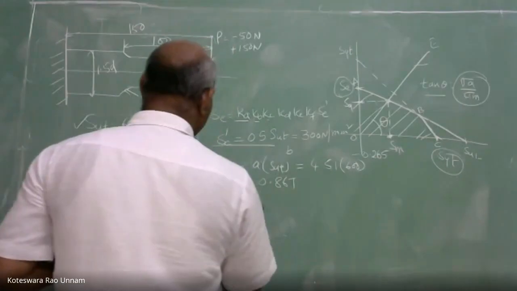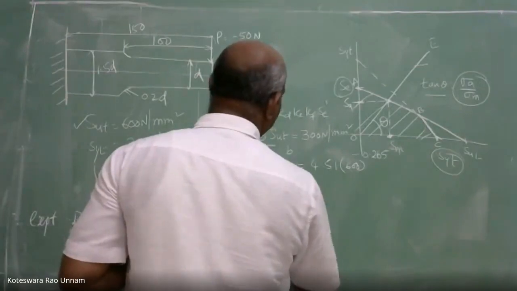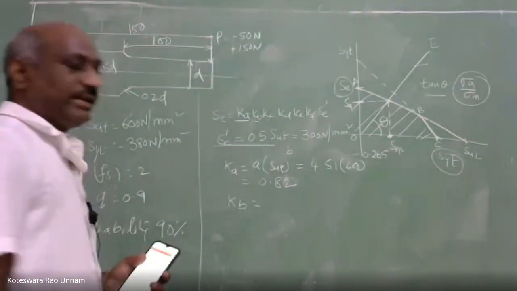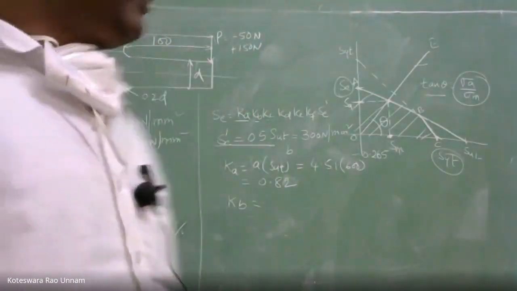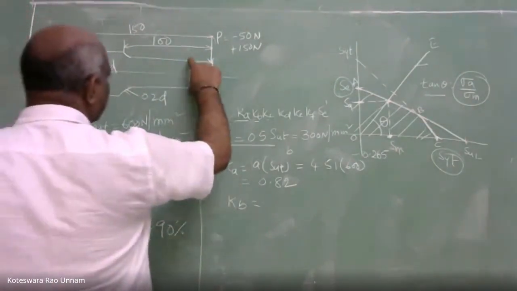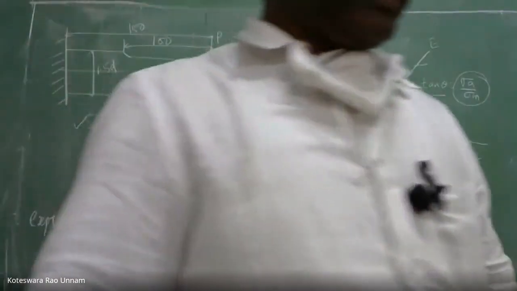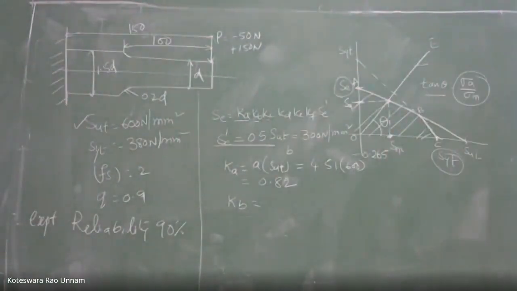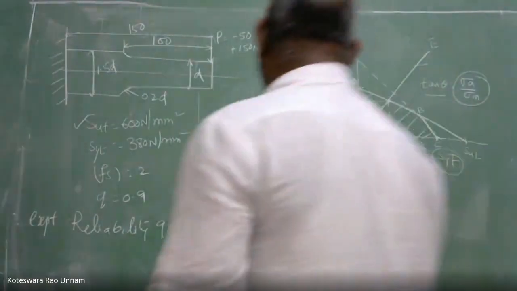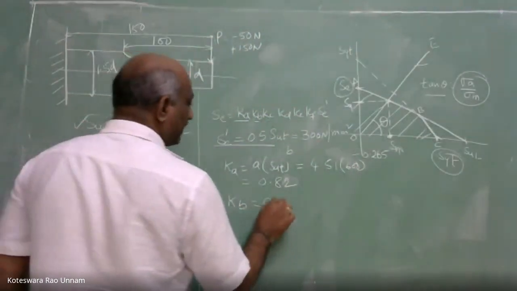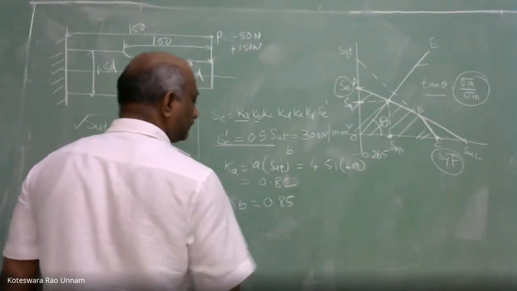Then what about Kb? 0.82. So here we don't know the size, we need to calculate the size. Therefore, to find the Kb value, we'll assume that the size D will be within the range 7.5 mm to 50 mm. In that case, we'll take Kb as 0.85.